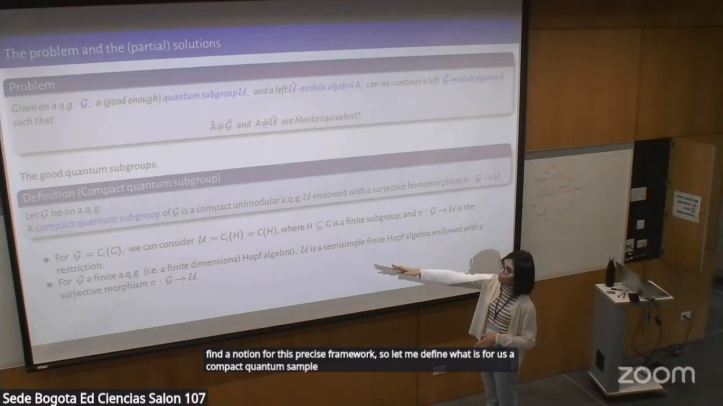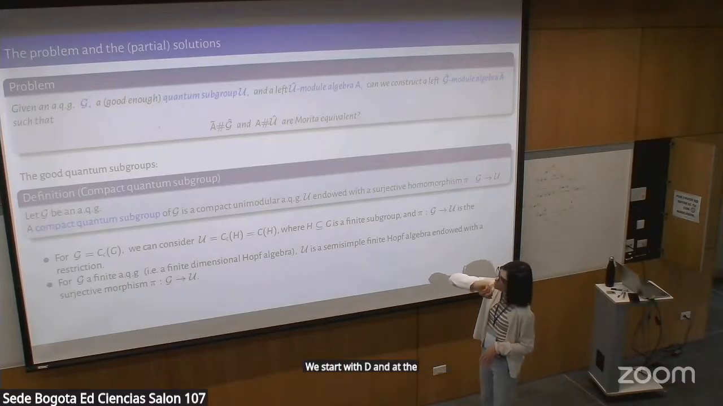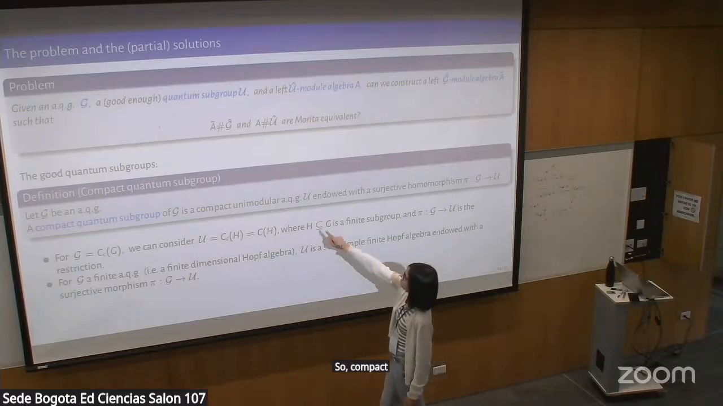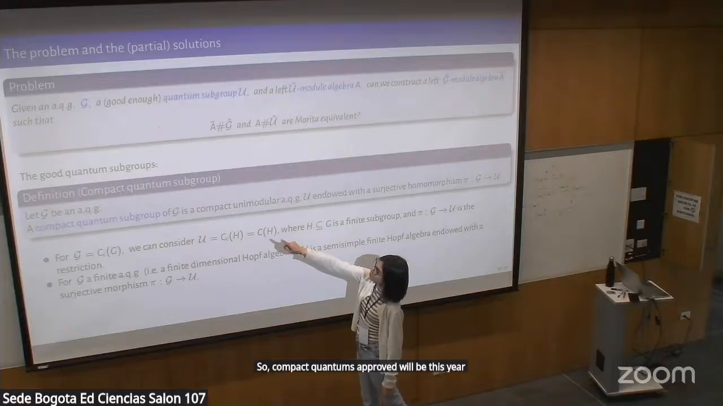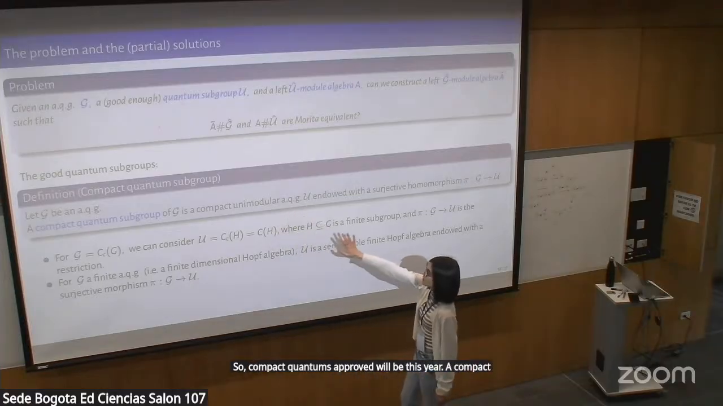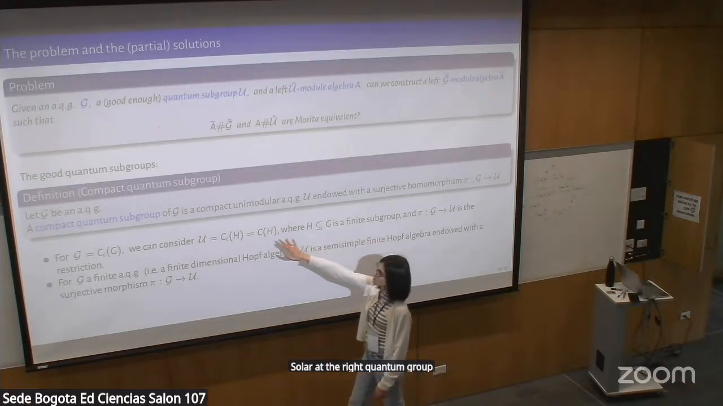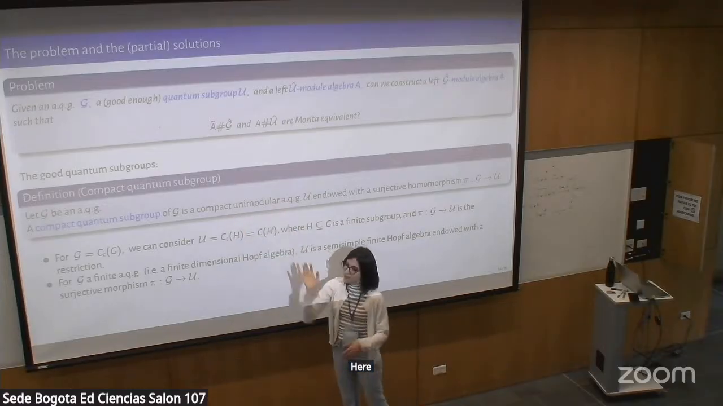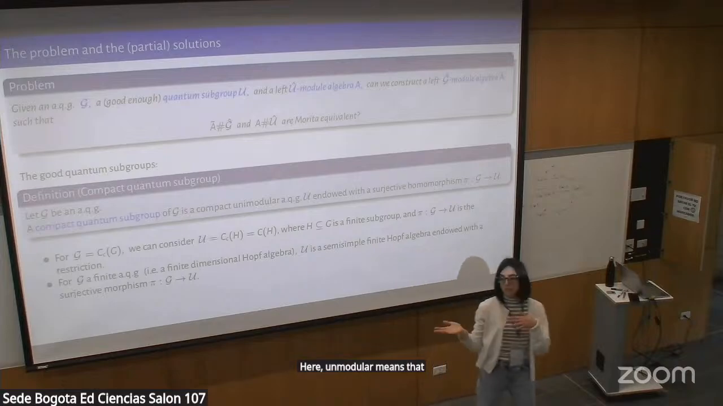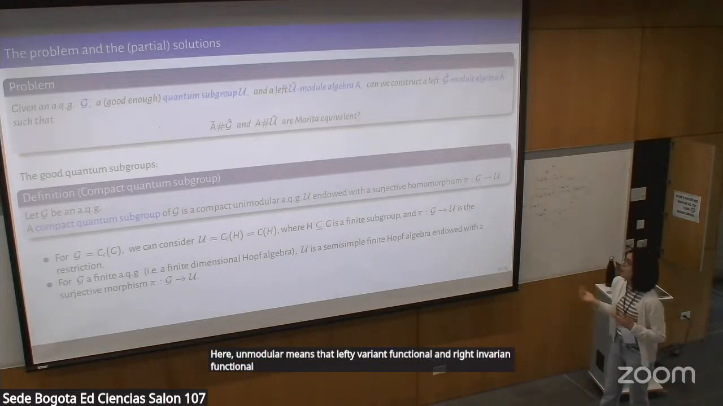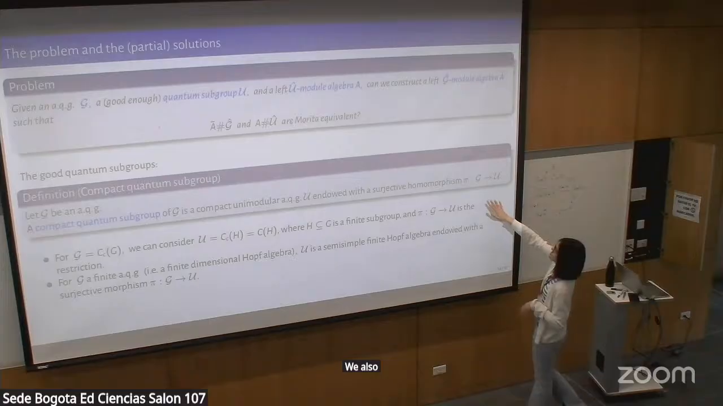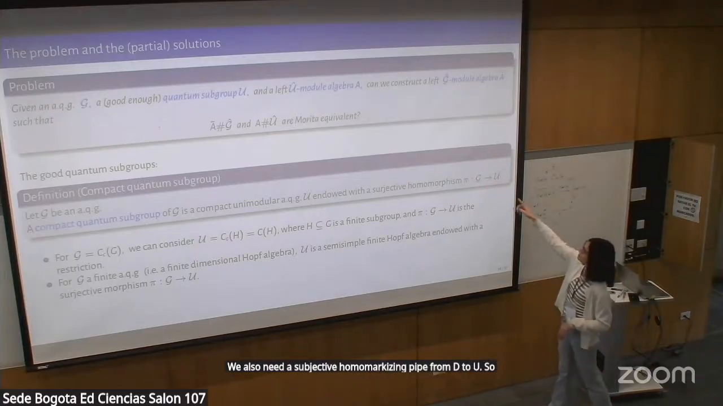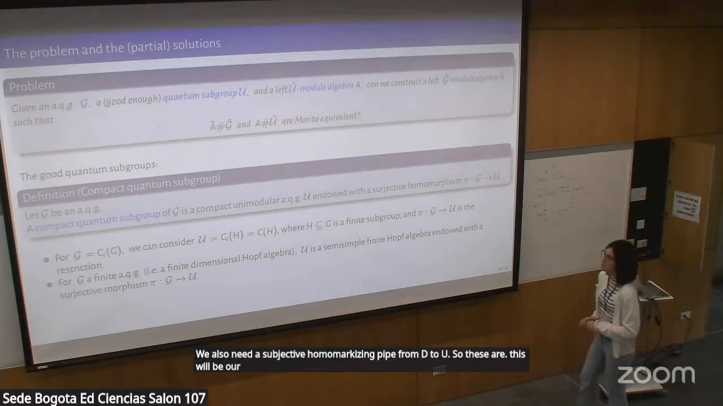We start with D, an algebraic quantum group. So a compact quantum subgroup will be, this U is a compact unimodular algebraic quantum group. So it's compact, so it's unital. Here, unimodular means that left invariant functionals and right invariant functionals coincide. And we also need a surjective homomorphism pi from D to U. So these will be our compact quantum subgroups.